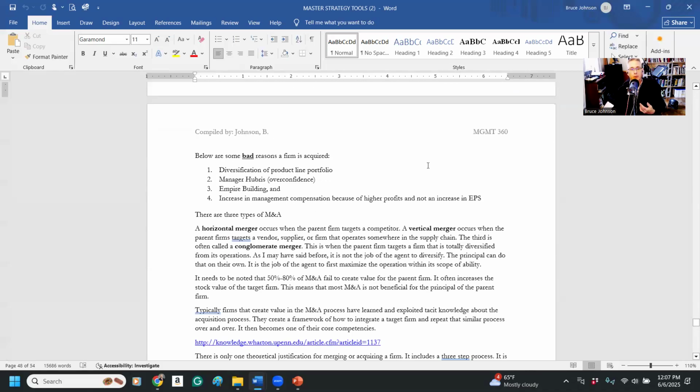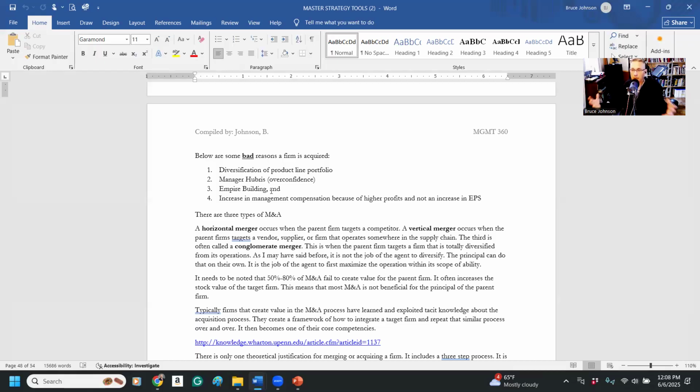You need to know this one: bad reasons why a firm gets acquired, which is very common, diversifying into product lines or different portfolios. The big one here, though, is management hubris. Companies start buying other companies, and sometimes CEOs will do what's called empire building. When an organization gets bigger and bigger, then in theory the CEO should start getting paid more and more, because the CEO now has more and more responsibility.